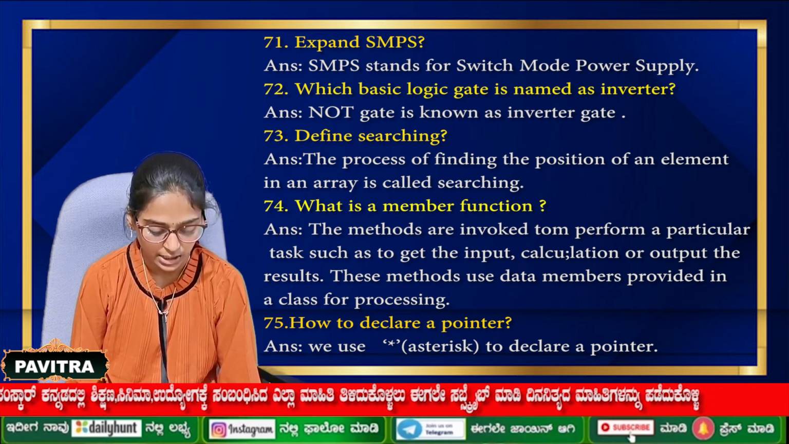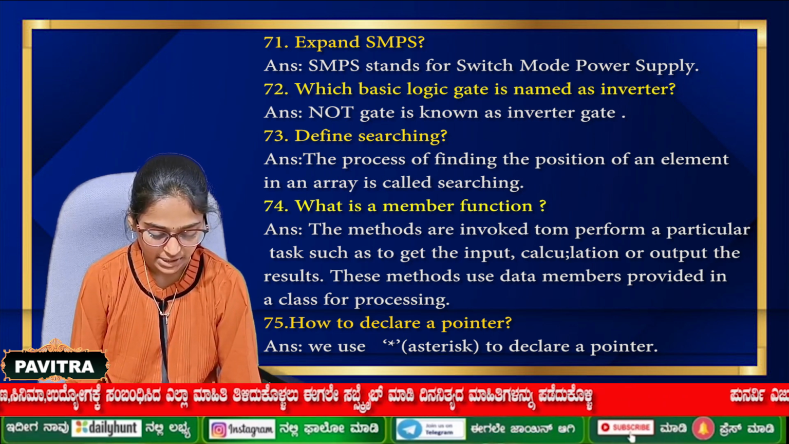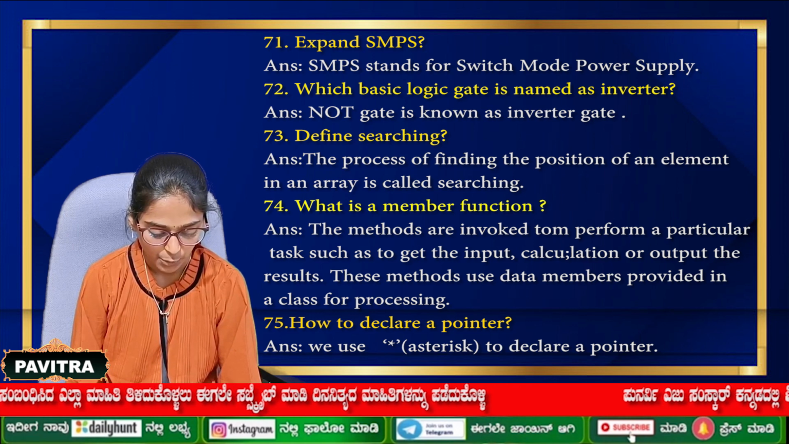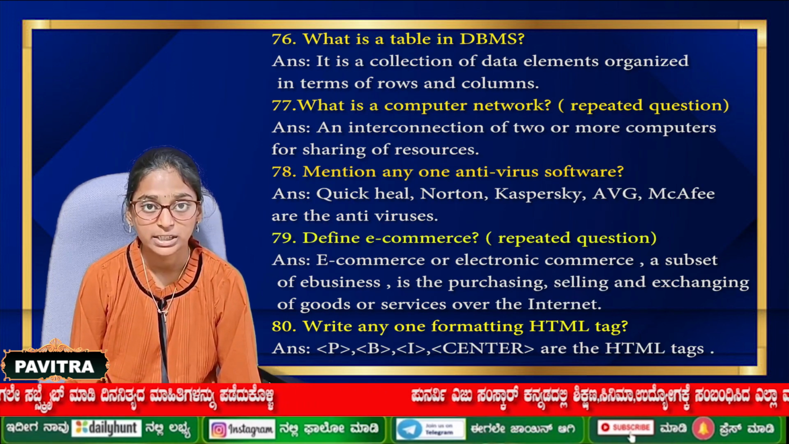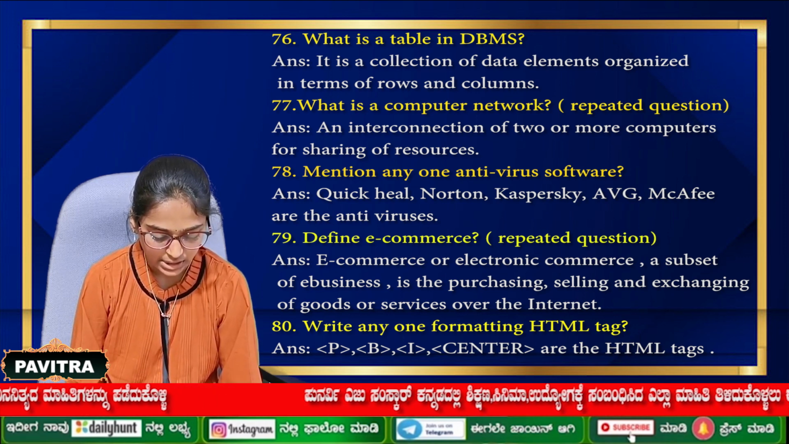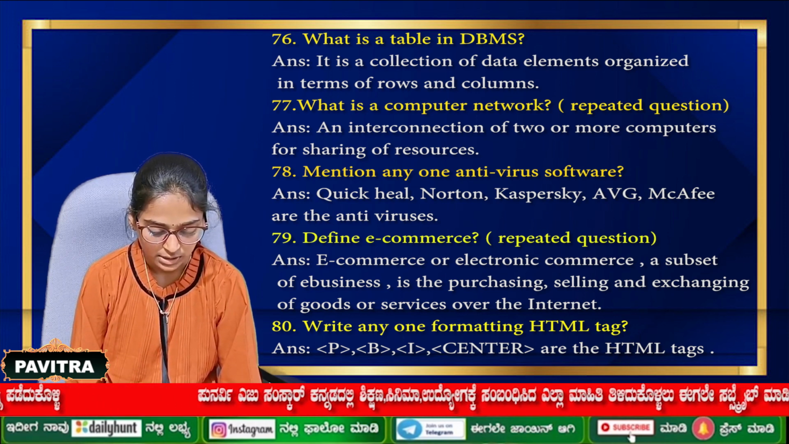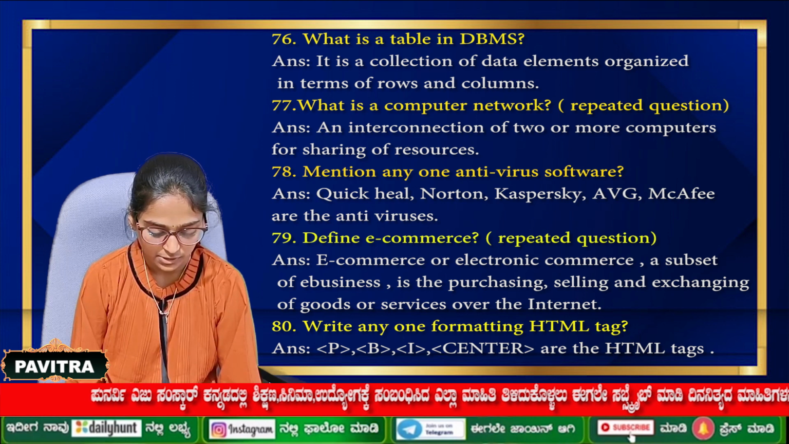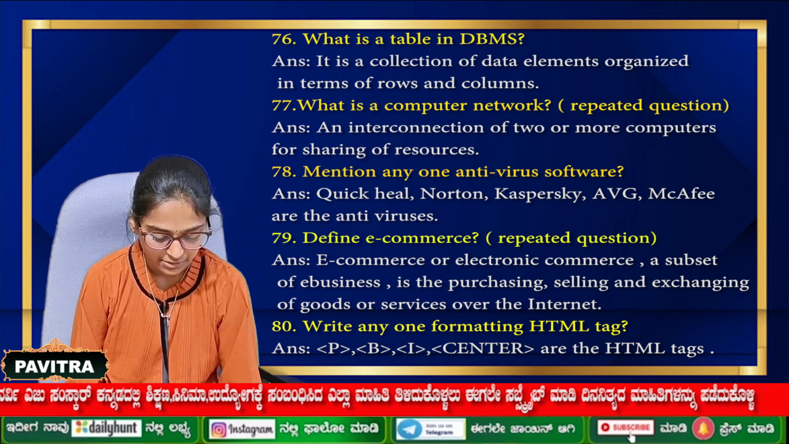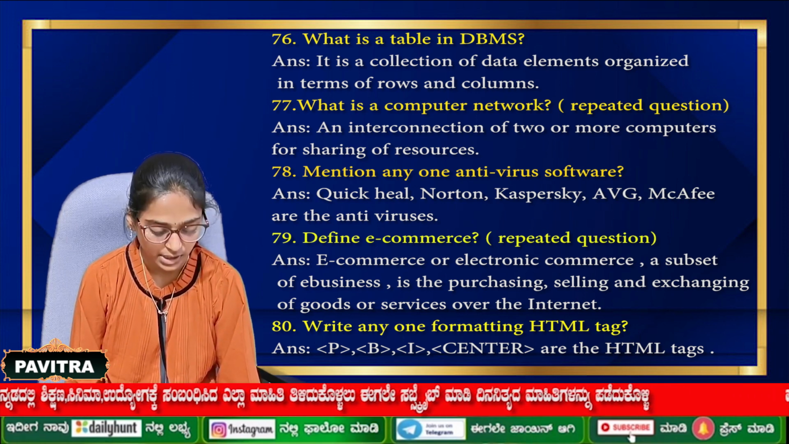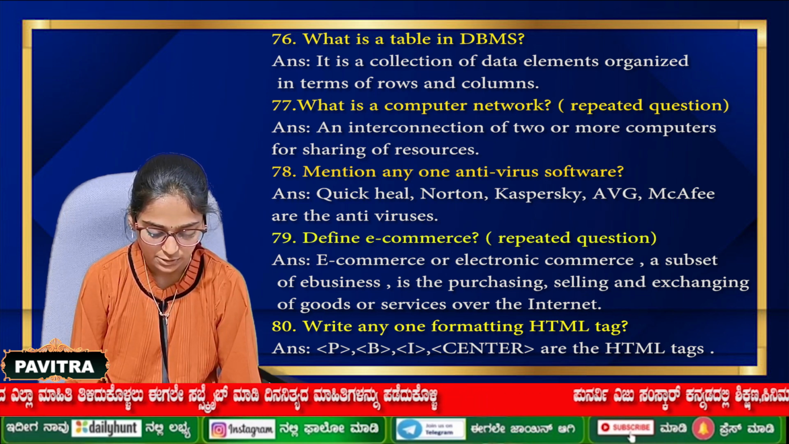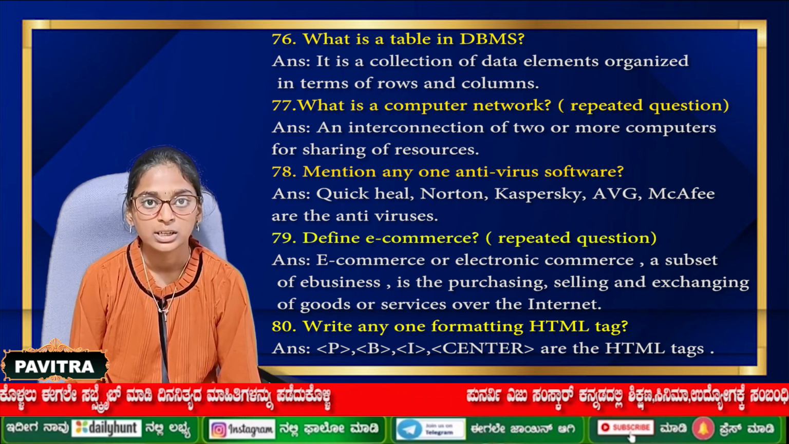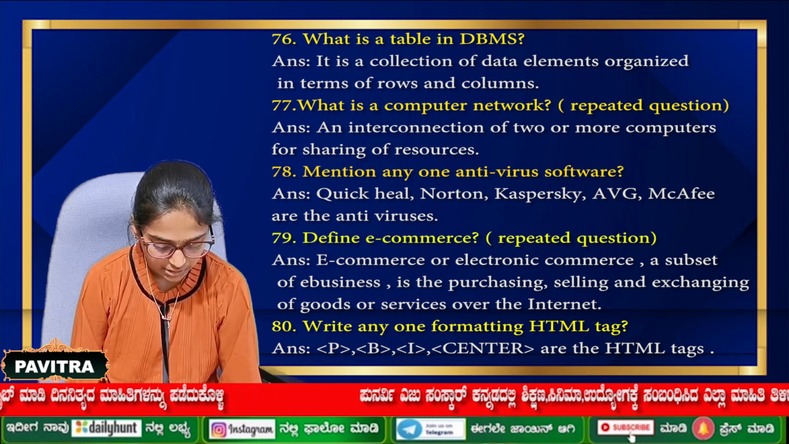75. How to declare a pointer? We use asterisk to declare a pointer. 76. What is a table in DBMS? It is a collection of data elements organized in terms of rows and columns. 77. What is a computer network? An interconnection of two or more computers for sharing of resources. It is also a repeated question.